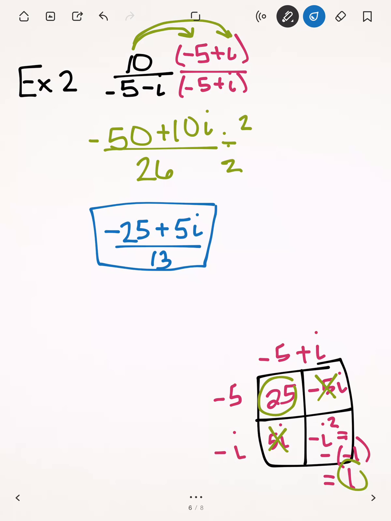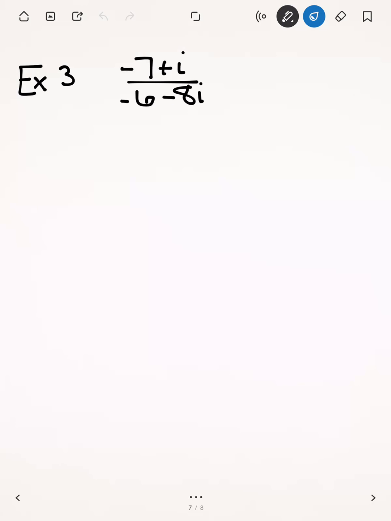You may also see it as negative 25 over 13 plus 5 over 13i. This is another way that you could see it. They are both correct. Moving on to example 3.